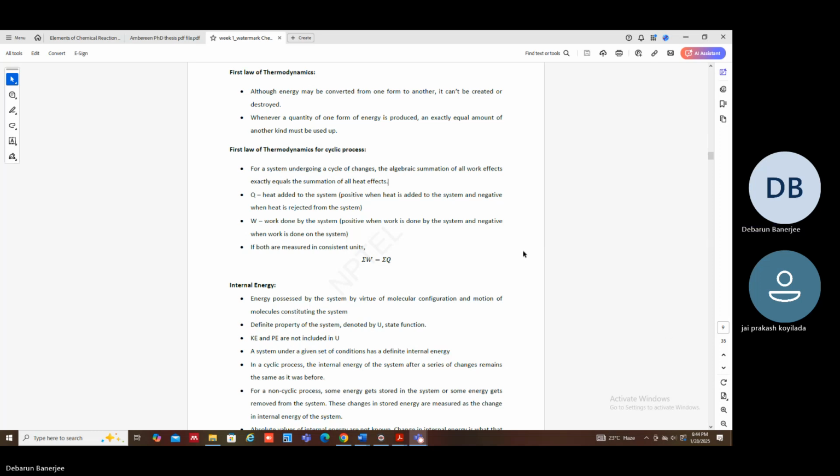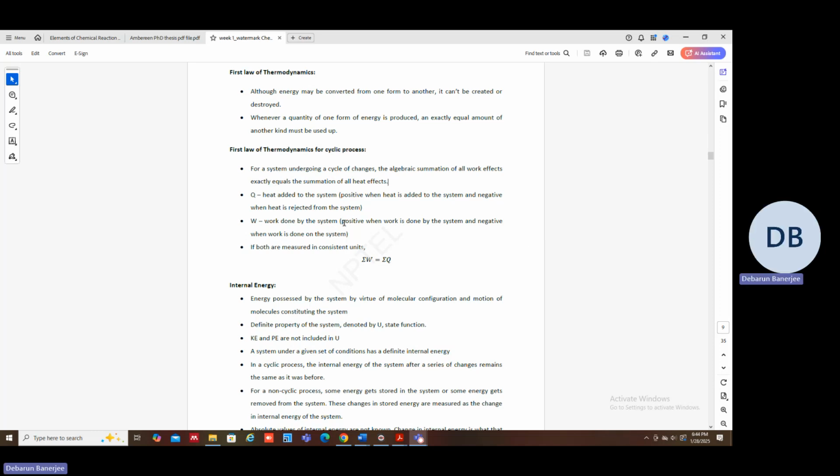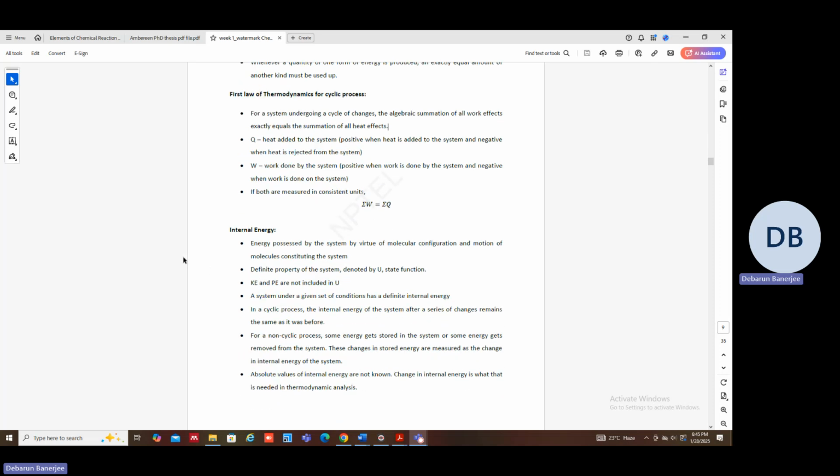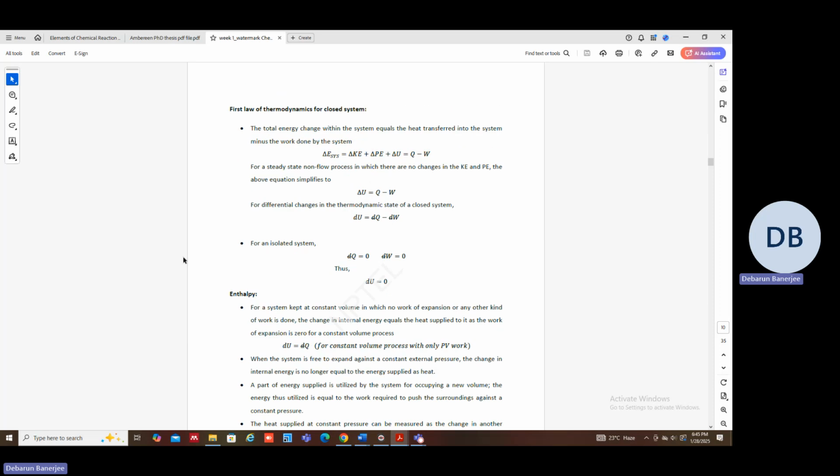W is the work done by the system. It will be positive when work is done by the system and negative when work is done on the system. So if the units are consistent, the summation of W equals the summation of Q.